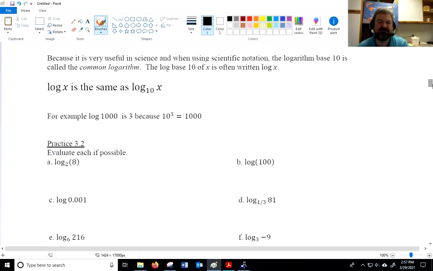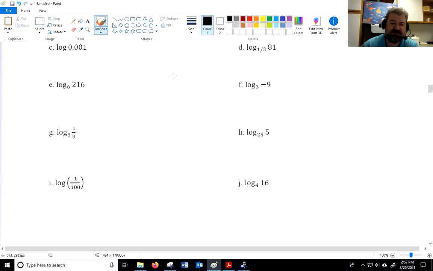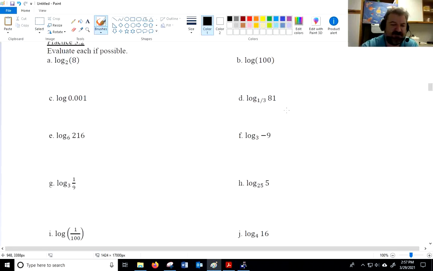Because it is very common in science, and when using scientific notation, the logarithm base 10 is called the common logarithm. The log base 10 of x is also often written simply log x. So when you see log x in this class, realize it's the same as saying log base 10 of x. So for example, the log of 1,000 is simply 3. All right, for practice, I'd like you to evaluate these logarithms, if possible, if it's not, say, undefined. So pause the video and give it a try.